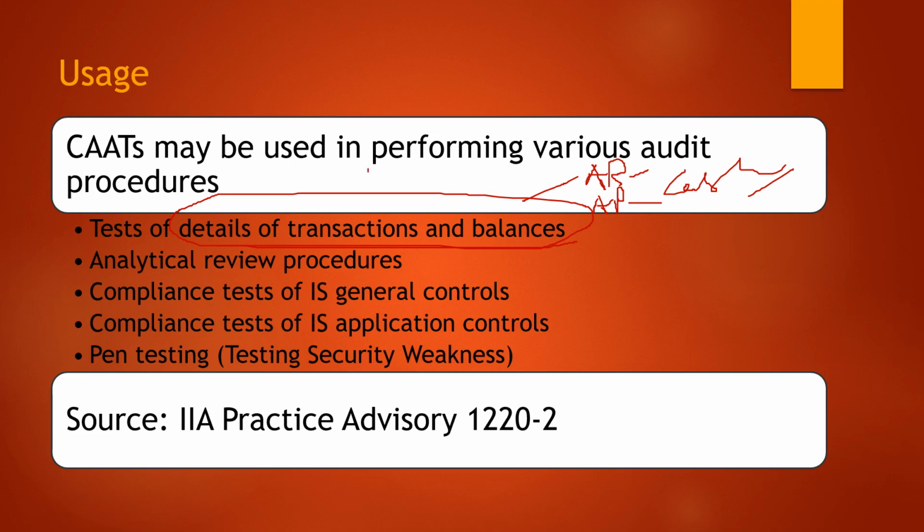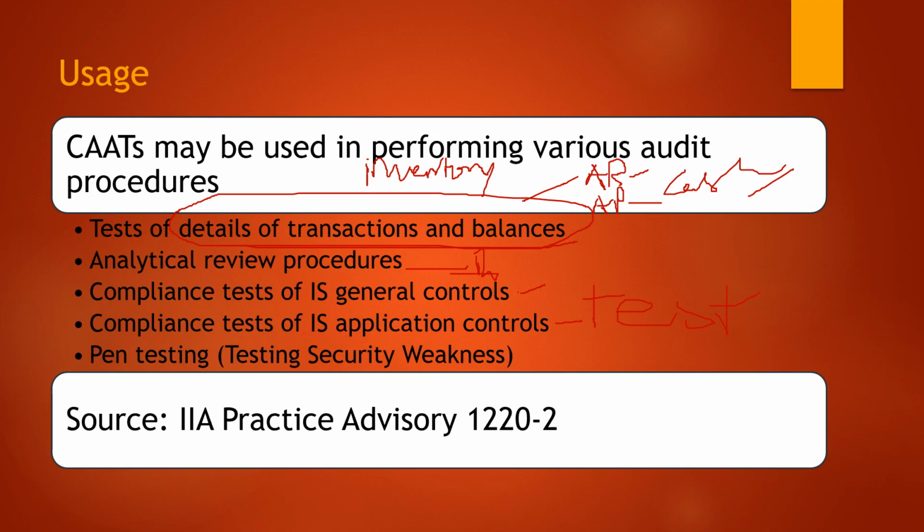In inventory, it can also be used, especially if you are using averaging cost or FIFO, first in, first out. Also analytical review procedures for ratios and percentages. Compliance tests of the information system, the general control and the application control. So this is a test of control. We can use it for test of control and pen testing, testing security weaknesses.